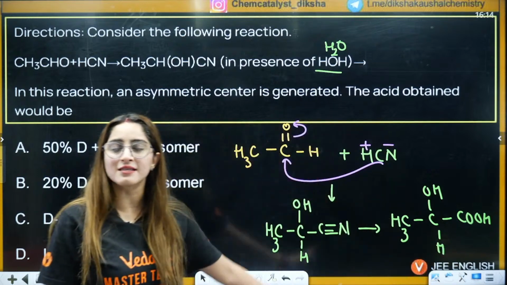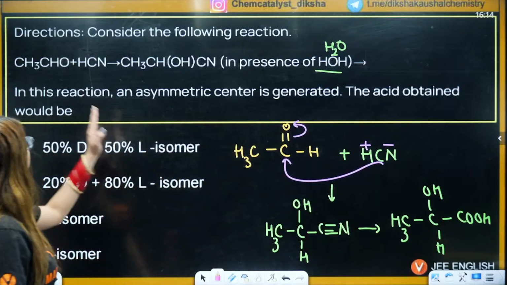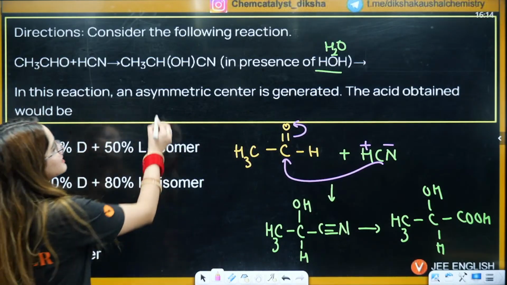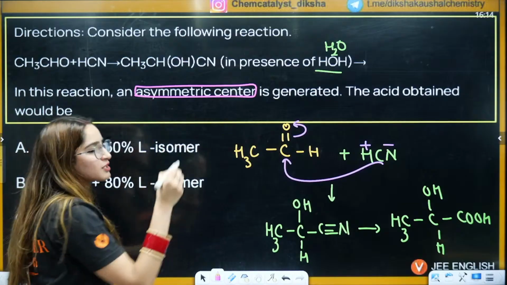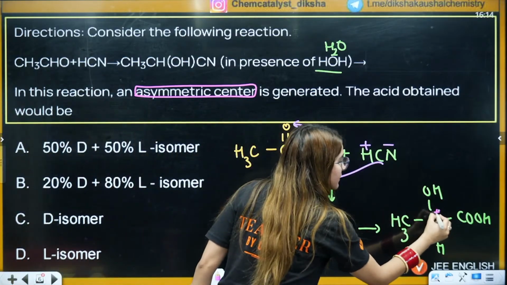Now can you see this carbon here? Because in the question what they are asking you is, in this reaction, an asymmetrical center is generated. What is that asymmetrical center? It is a chiral center here, right? So this chiral carbon is generated here.